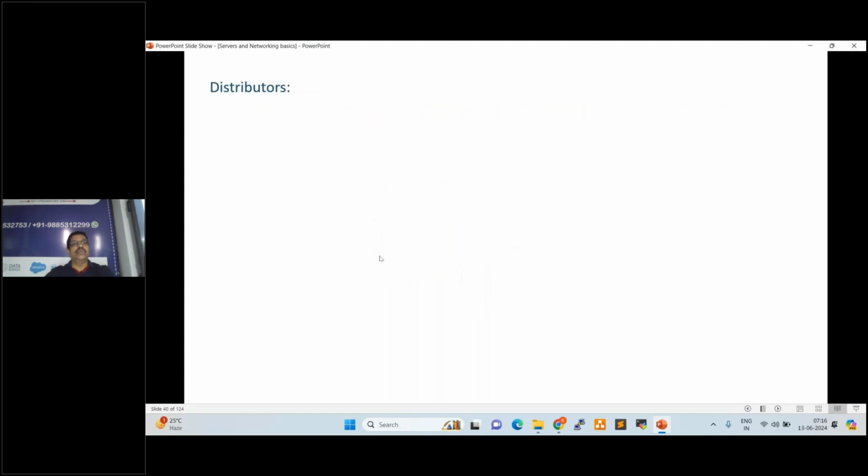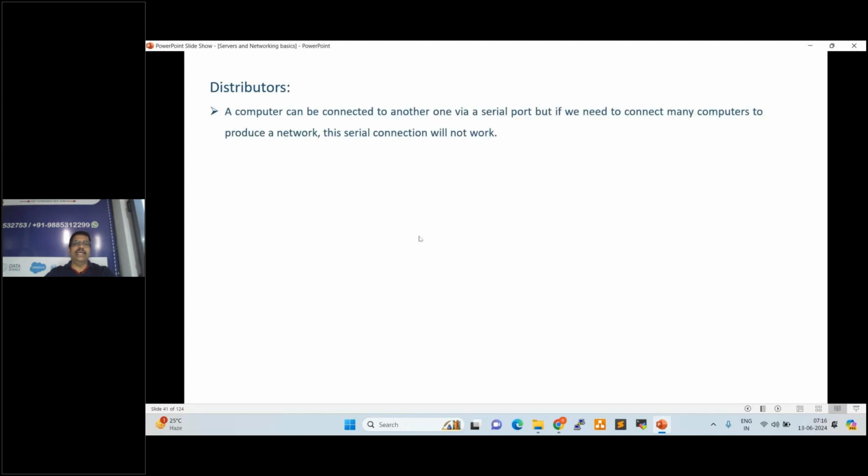So, distributors: a computer can be connected to another via a serial port. But we need to connect many computers to produce a network, and this serial connection will not work. See here. So thus we can say loopback adapter also. We can say loopback adapter, which is the distributor, we can say.